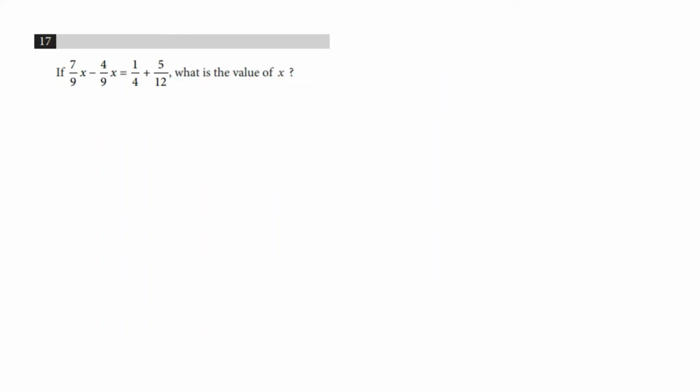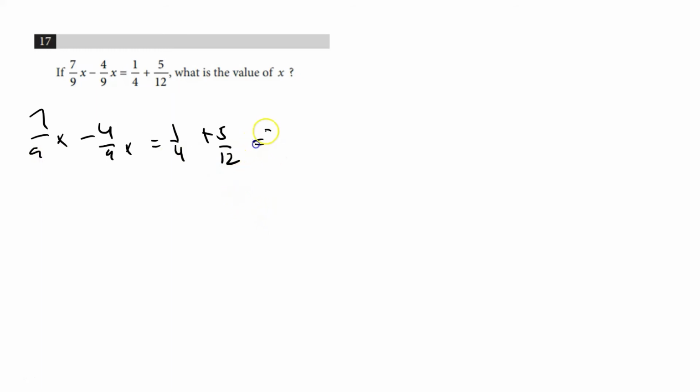Question 17 gives us an algebraic equation. If 7/9 x minus 4/9 x equals 1/4 plus 5/12, what is the value of x? So rewriting this here, immediately we see that we do not have common denominators, and with fractions we always want to have common denominators to just make them easier to work with. So the least common multiple of each of these, it looks like, is 36. So we want the denominator on every one of these terms to be 36.